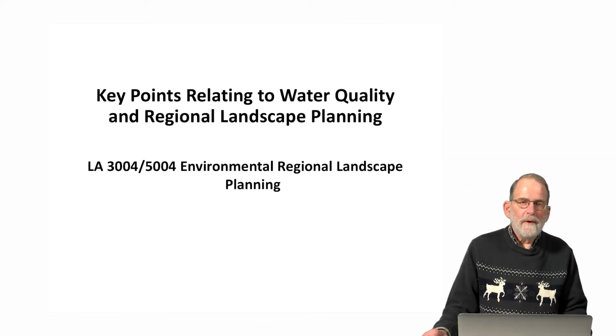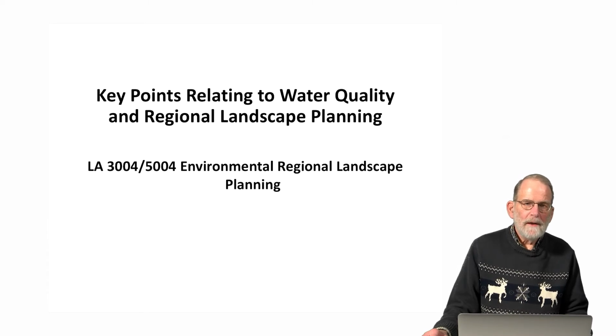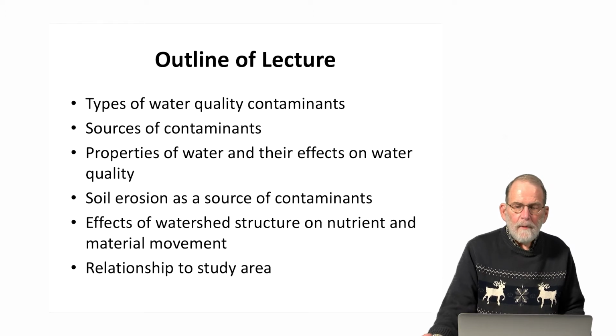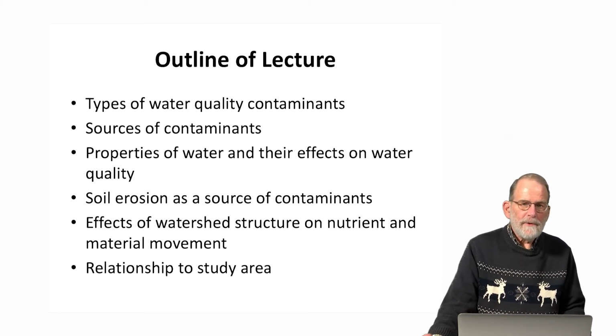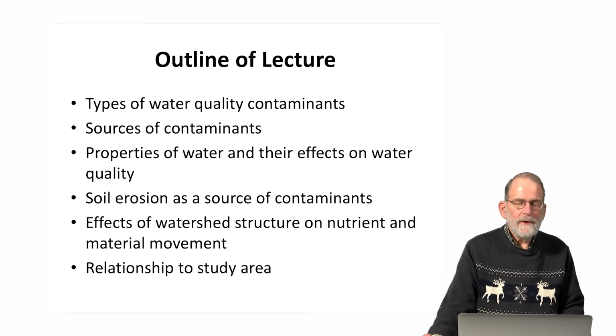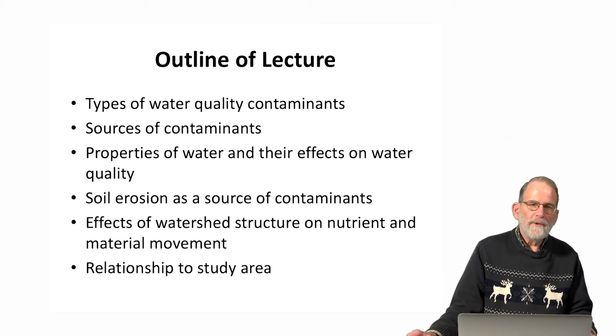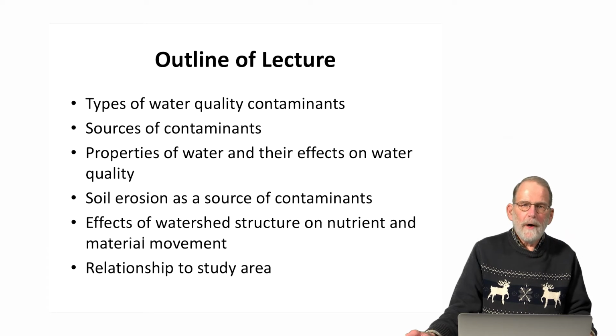Today I'd like to talk about key points relating to water quality and regional landscape planning. The lecture is organized into 6 different topics. First of all are types and sources of contaminants. Secondly are properties of water and their effects on water quality.